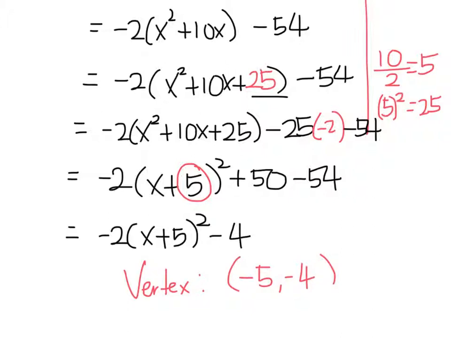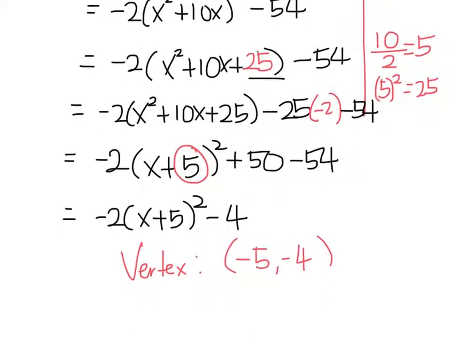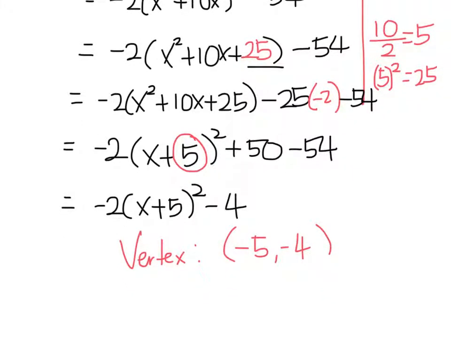Okay, so just a few things that I wanted to write down for you. The vertex form, the formula, right? So the formula looks like this. F of x is equal to a times x minus h squared plus k. Just keep in mind that the vertex is h, k. And that's why you have a negative 5, negative 4.